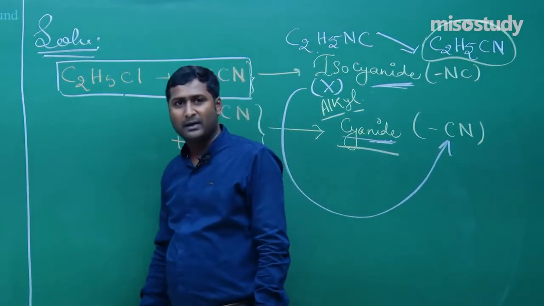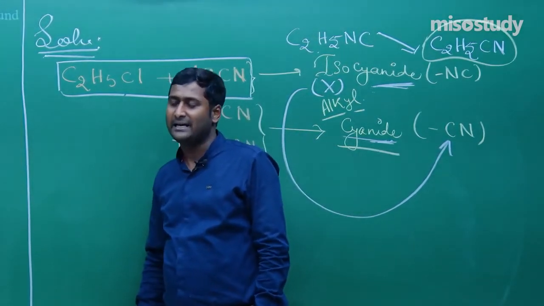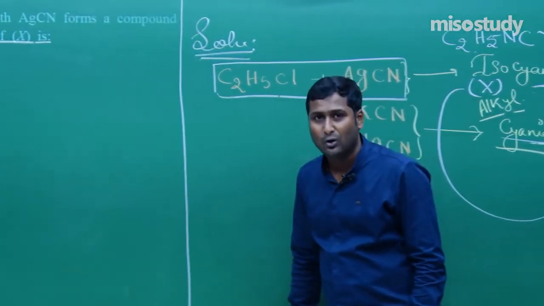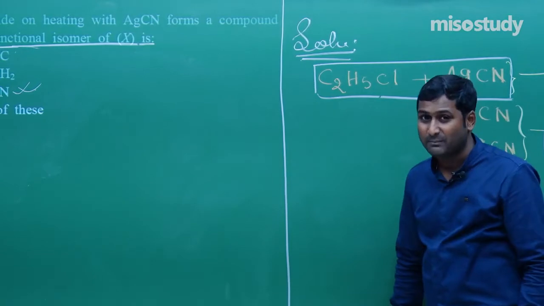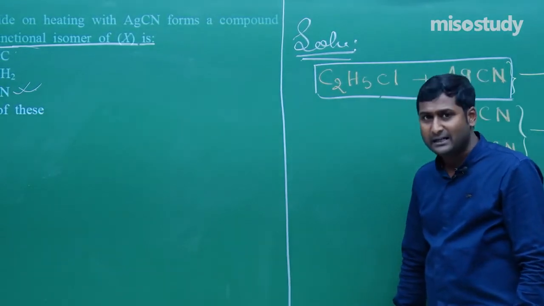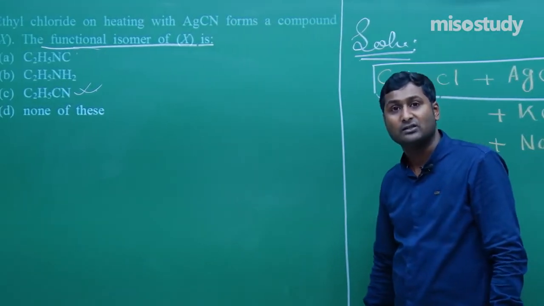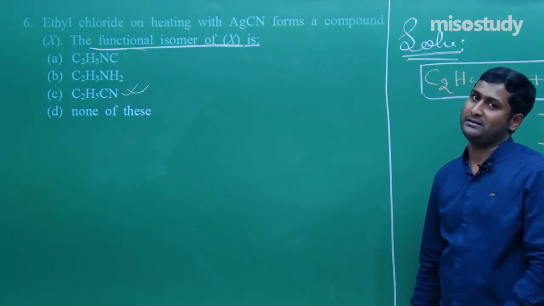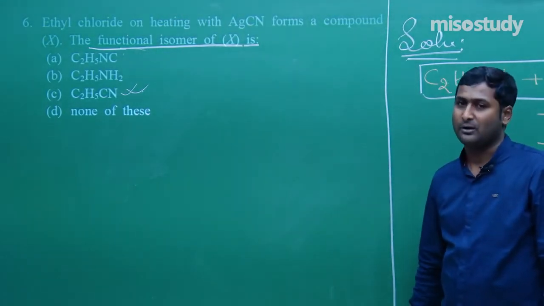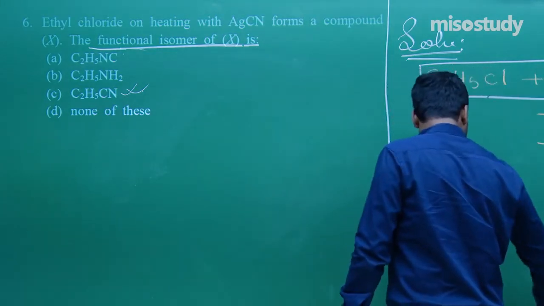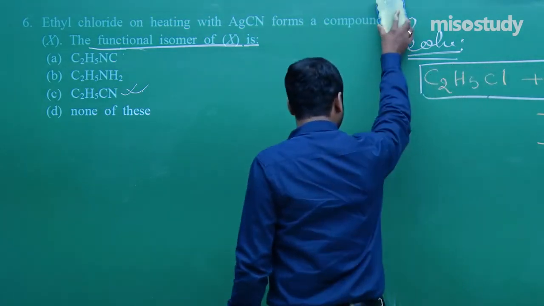Clear? If you have any doubt, you can easily approach me. The question looks tough, but it's not tough. Sometimes questions look easy, but they are not so easy. Read the question carefully, otherwise you will get the wrong answer. So for question number 6, C is the correct option. I'm going to rub this part and we'll discuss the next one. Wait for a moment.